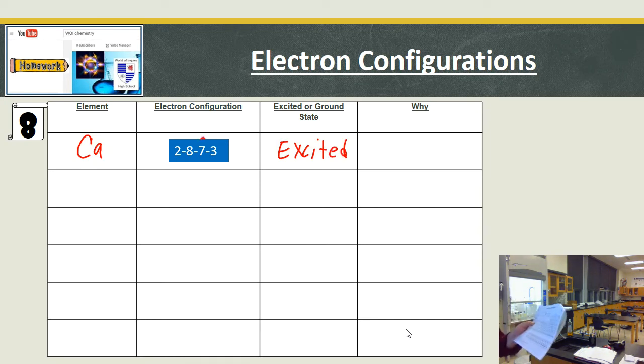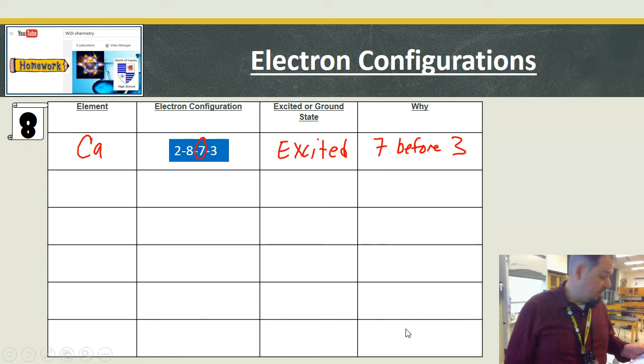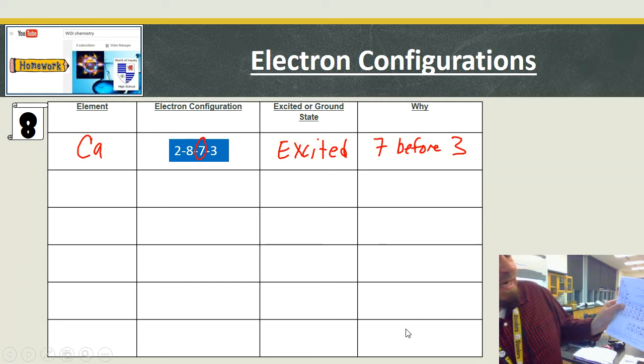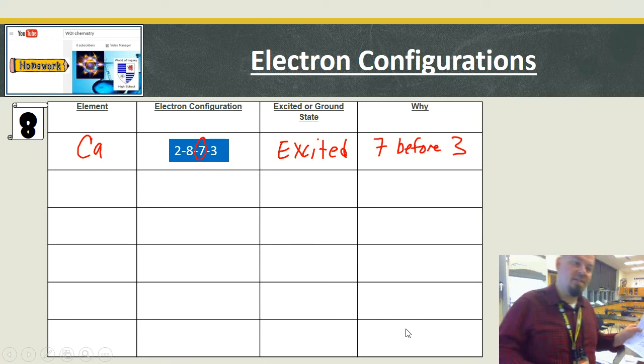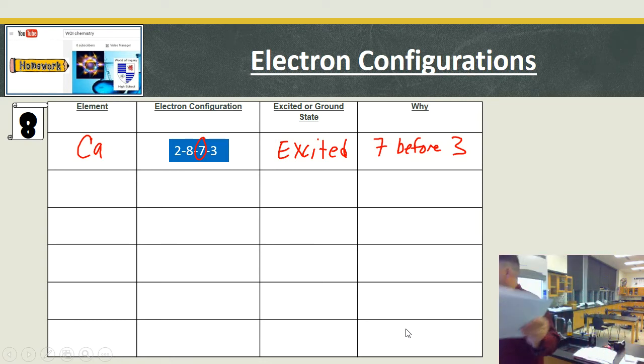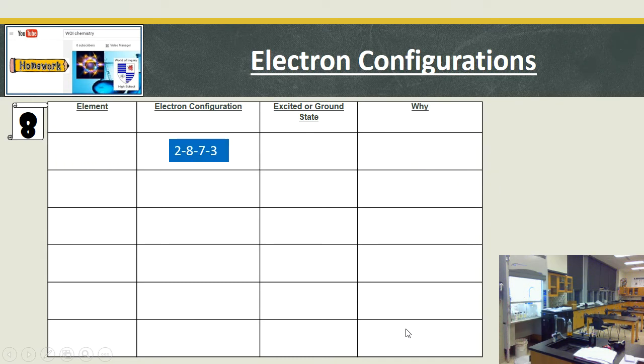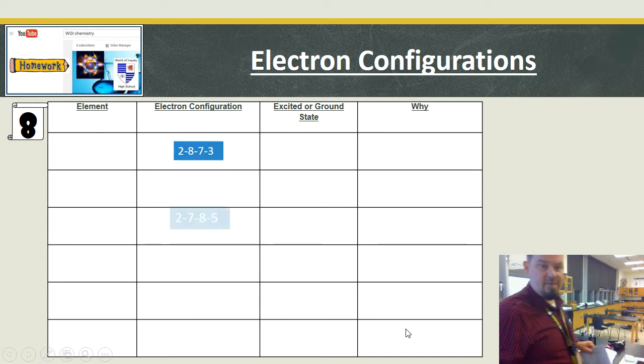And why? Well, there's a 7 before the 3. That 7 should be an 8. And if I look it up here, calcium is 2, 8, 8, 2. Notice this is a deviation. Same number of electrons, deviation. So we're going to use total numbers of electrons and prove it's there or not.